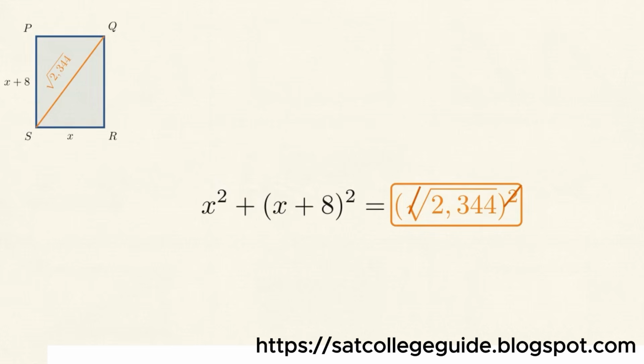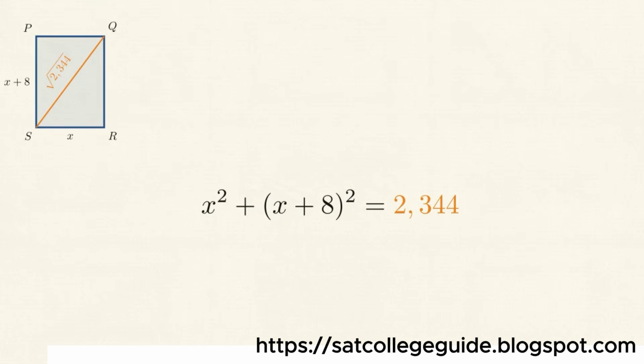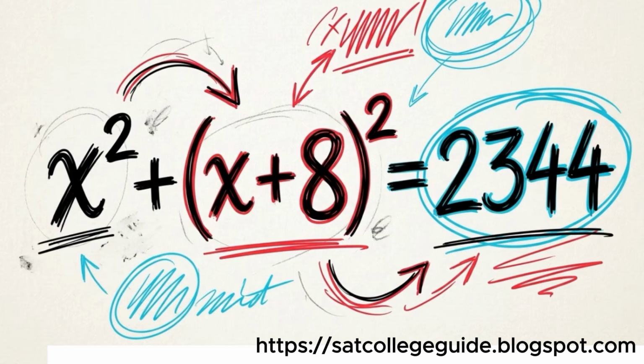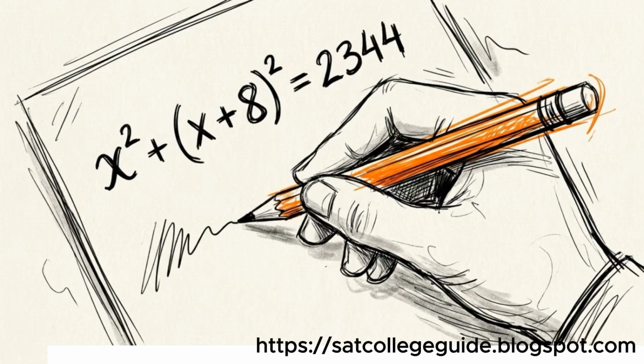Squaring a square root cancels out the radical sign. This leaves us with the whole number 2,344 on the right side of our equation. Eliminating the radical immediately simplifies the expression, allowing you to focus on the resulting quadratic equation. Pause here and try to expand, simplify, and factor this equation on your own.